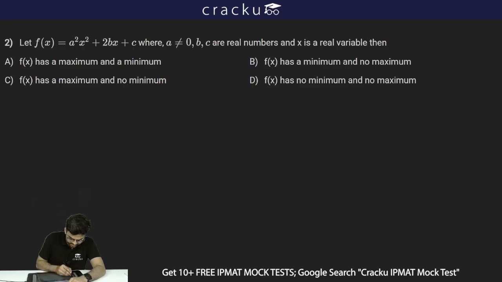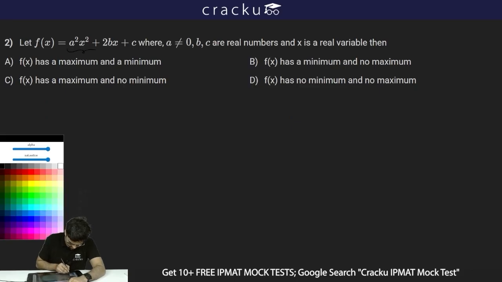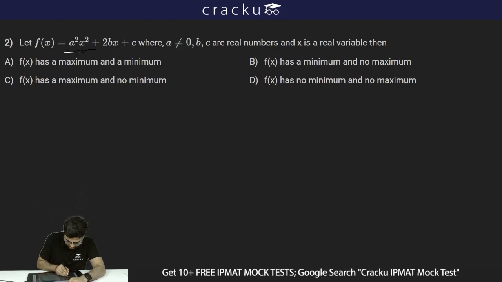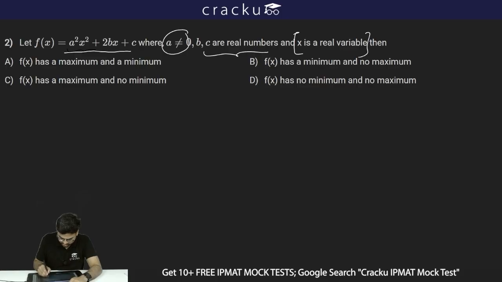Then the next question is saying let f(x) is equal to a square x square plus 2bx plus c, where a is not equal to 0 and b and c are real numbers and x is a real variable. Then we have to find out: f(x) has a maximum and a minimum, f(x) has a maximum and no minimum, f(x) has a minimum and no maximum, or f(x) has no minimum and no maximum.